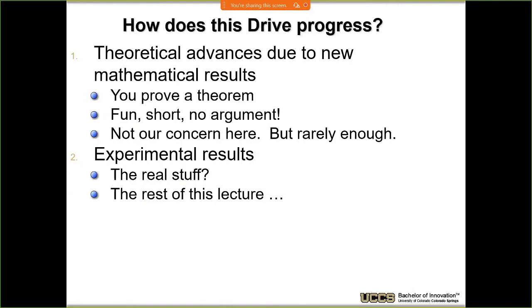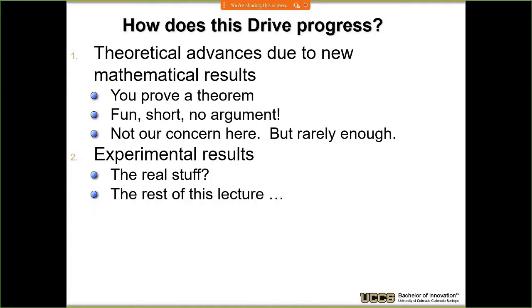Well, theoretical advances come from the theoretical side of computer science: you prove a theorem. The good thing is it's short, fun, and if your proof is correct, right, you didn't make any mistakes, there's no argument, okay? But there's a huge argument, which I'll get back to in just a little bit. It's not really our concern here in this class. We're going to talk about experimental stuff. I wasn't planning on doing anything in this class about how to do theory. None of you are doing theory, right? And if you were, you know how to do theory. It's not like a lecture is going to make a huge difference there.